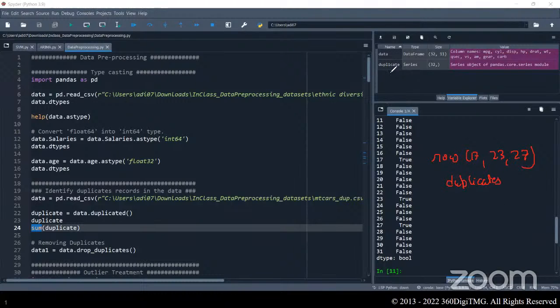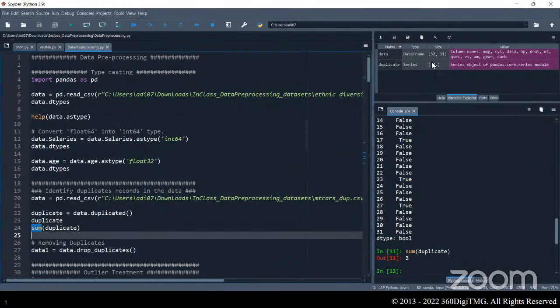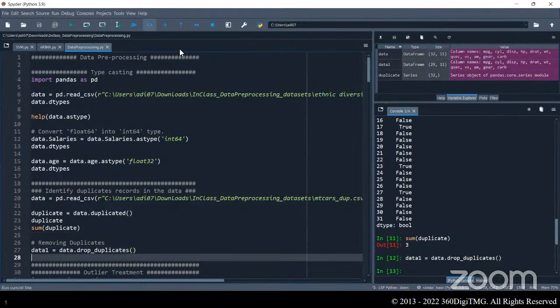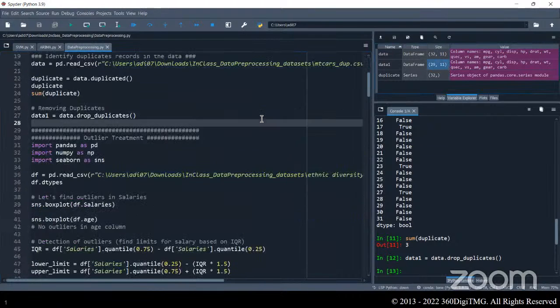All right. So let's check. Let's look at the sum. We have 3 duplicates. So here we can see the size of the data frame. It is 32 rows by 11 columns. But out of those 32 rows, 3 are duplicates. So we'll take this, and now we remove the data and we can see that those 3 duplicate values have been removed.